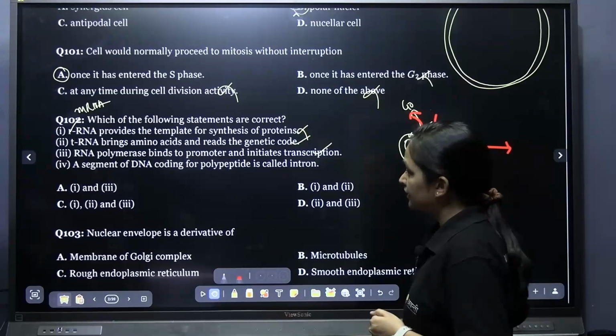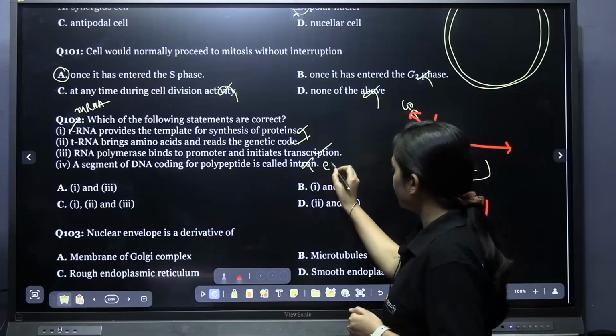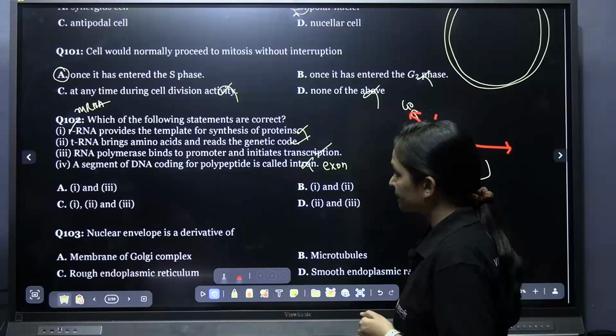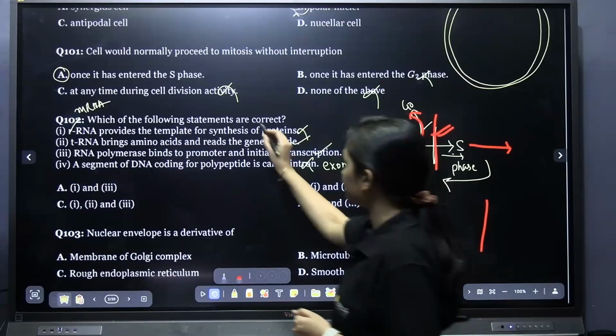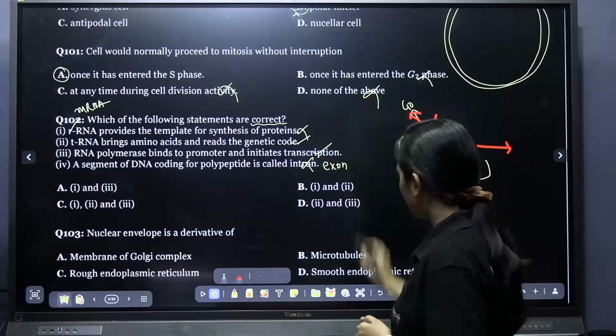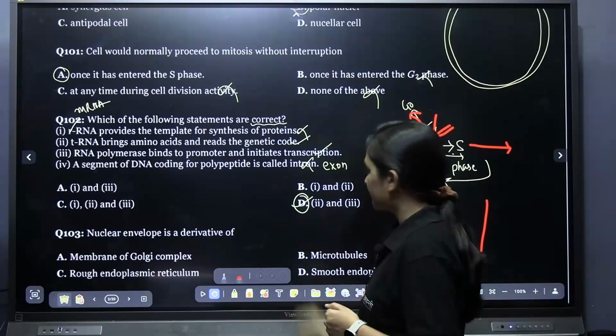4. A segment of DNA coding for polypeptide is called intron. No, this is called exon. So we need to find which of the following statements are correct, which means 2 and 3 are correct. 2 and 3 are correct. D for Delhi is the correct answer.